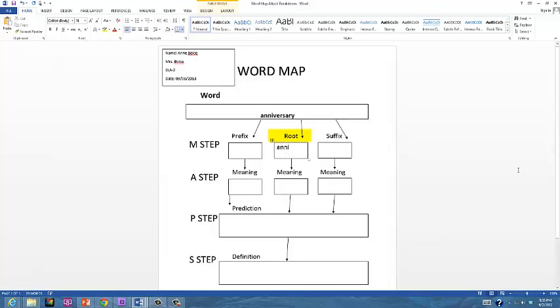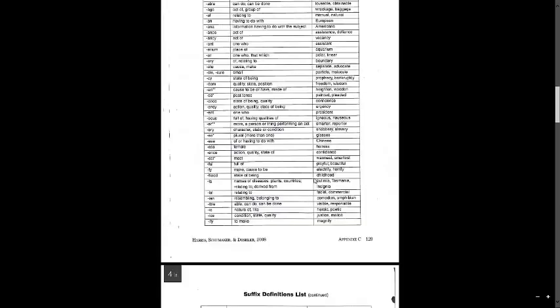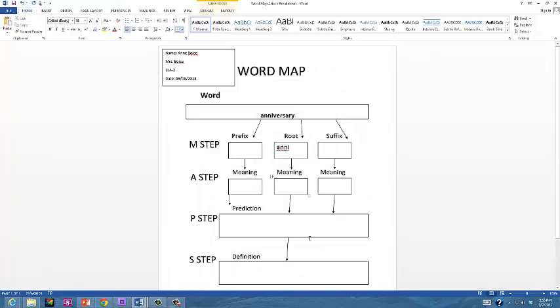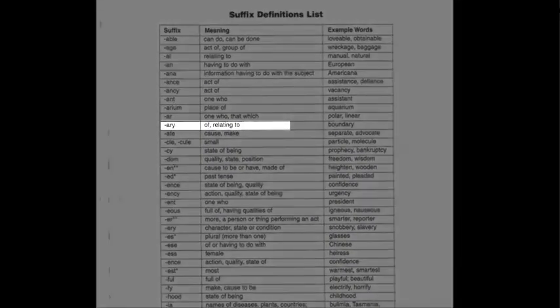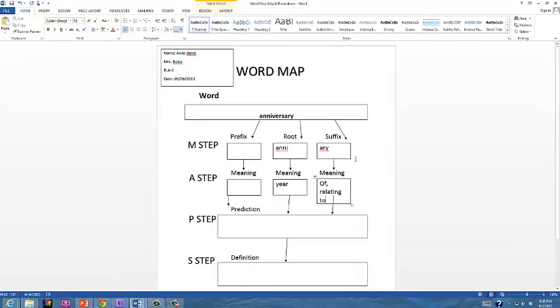The next thing that you need to do is go to your roots, prefix, and suffix dictionary that is in the word mapping section of your binder. You need to look up the prefix, the suffix, and the root to see what they mean. Once you find out what they are, you need to write them down on your word mapping chart. I already know what the root ANNI means because you studied these words early in the year, as well as it is on your word mapping table. Here I have found the suffix ARY, which means of or relating to. Okay, so those are the only 2 parts that I am able to map.